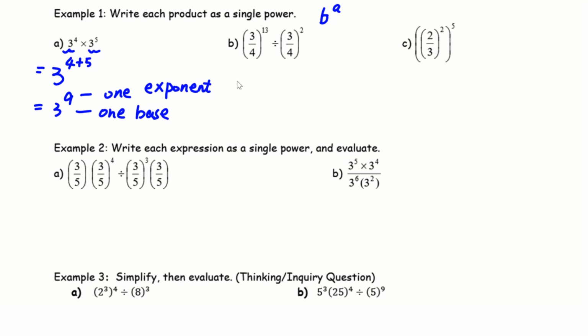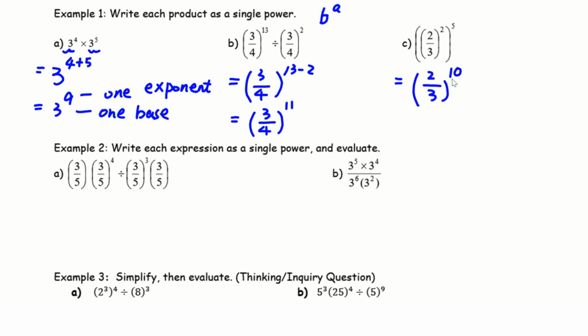The next one is division. You have the same base. For division, we just cancel the denominator's exponent power out. So it's 13 take away 2, cancel 2 of the base out. Then you have 3 over 4 to the exponent 11. So this is a single power. Then this one is 2 over 3, the base. Then power to power is multiplication, which is 10. That is done.